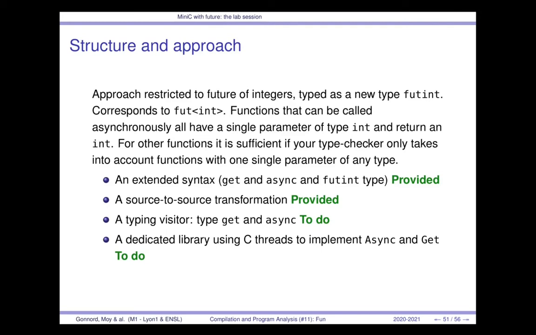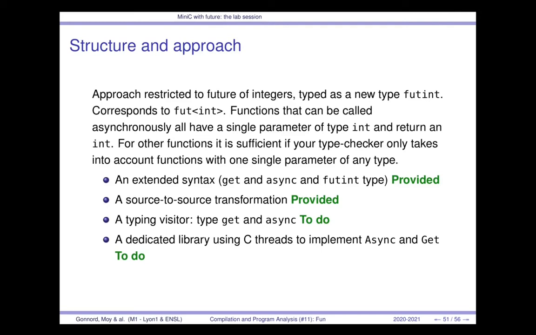For other functions, if you have them working with any number of parameters, it's perfect. But if your type checker only takes into account functions with one single parameter of any type, that is sufficient. We won't make any tests on functions that have more than one parameter. So even if you didn't check functions with many parameters in your type checker, it's not necessary, but it must be working for one single parameter.